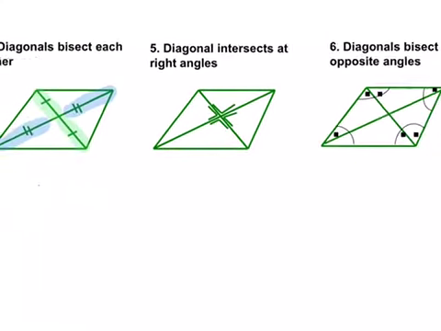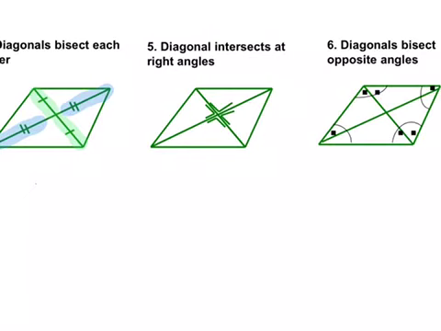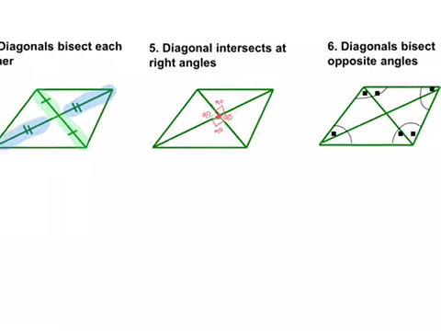The diagonals intersect at right angles. Okay, so what that means is all 4 of these are 90 degrees, all 4 angles there. So they not only cut the diagonals in half at that point, but they also have a 90-degree relationship there.